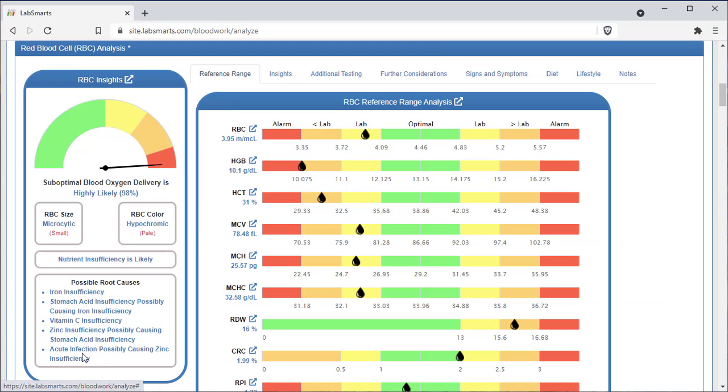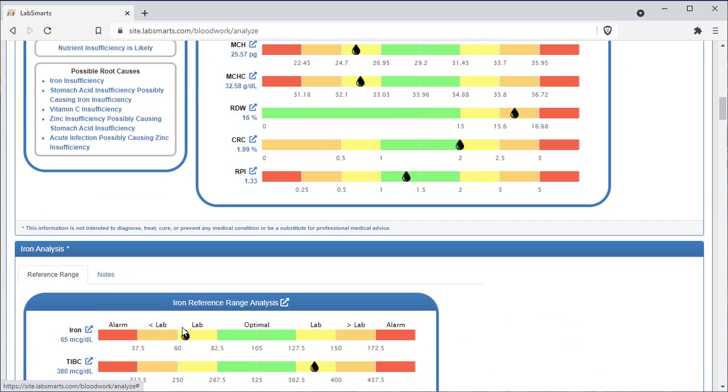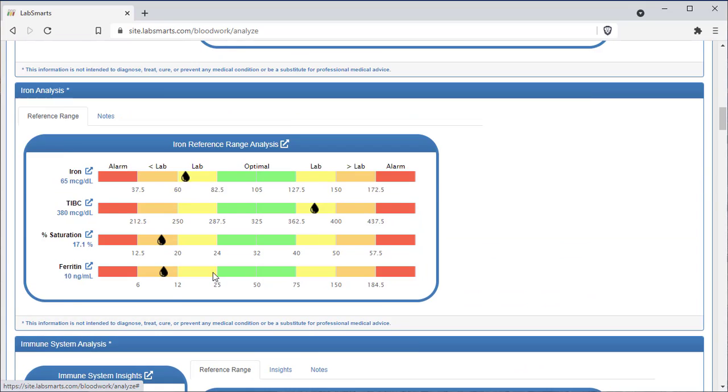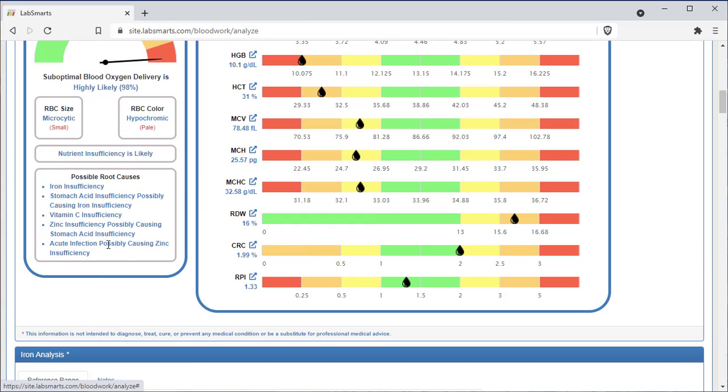Also, there's an acute infection here. If you look down here, you'll see the white blood cells are greater than optimal, even greater than lab, 9.5, and that indicates an acute infection. Also, an acute infection can cause a zinc insufficiency because you need zinc in the immune system.